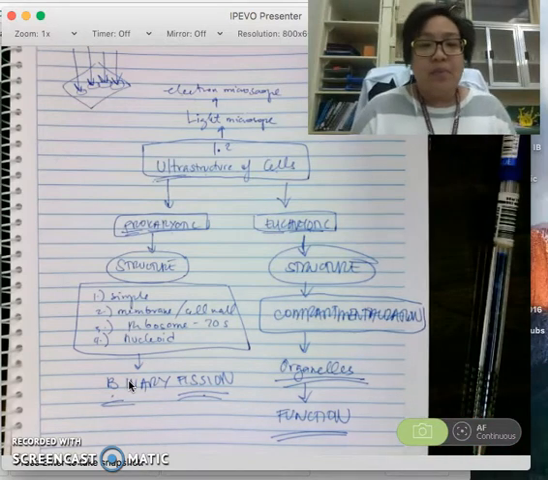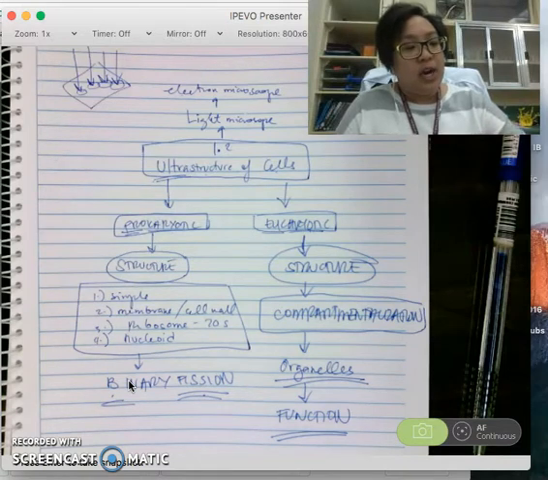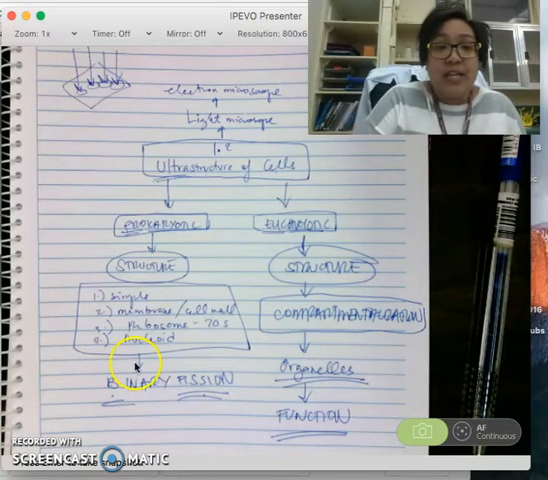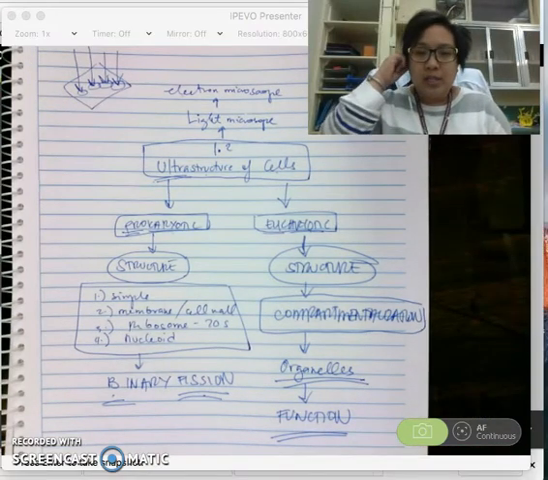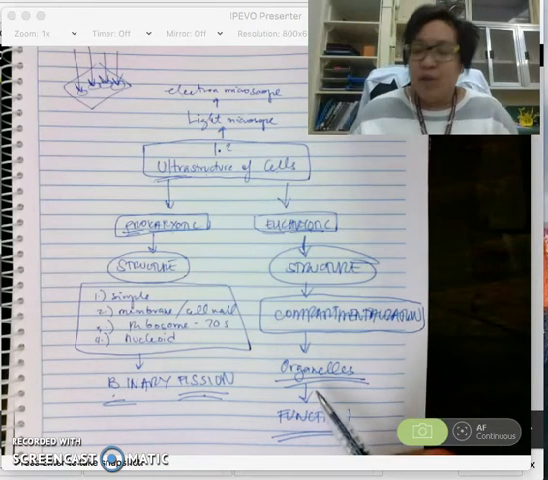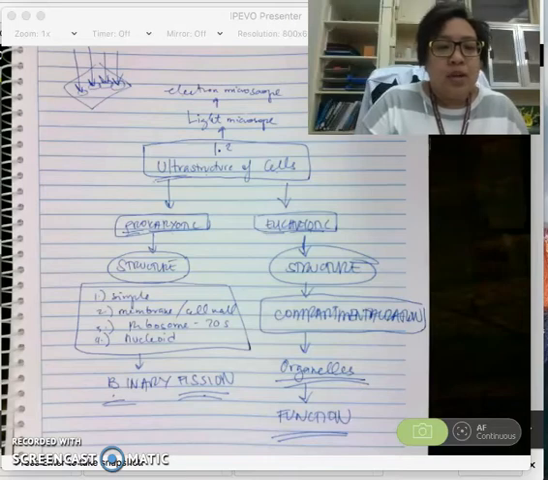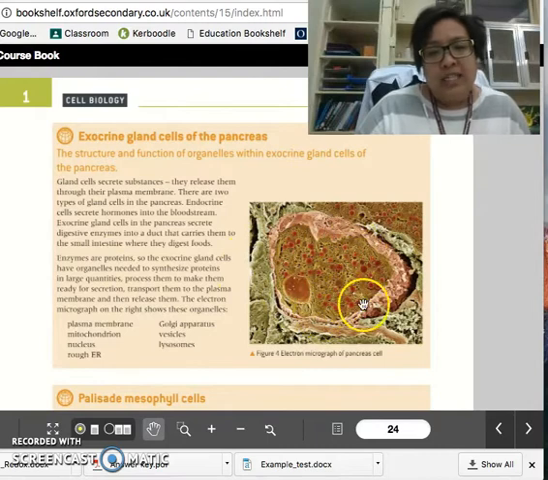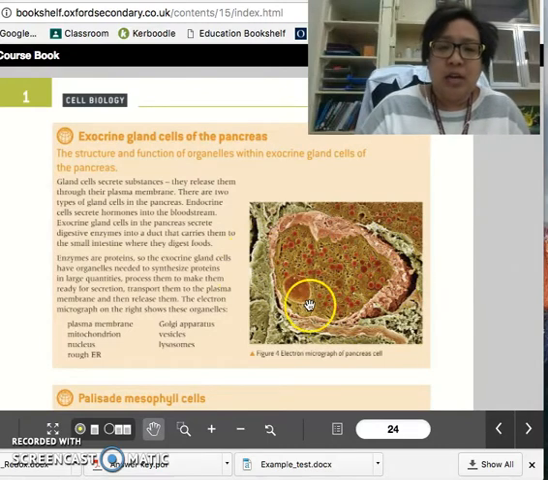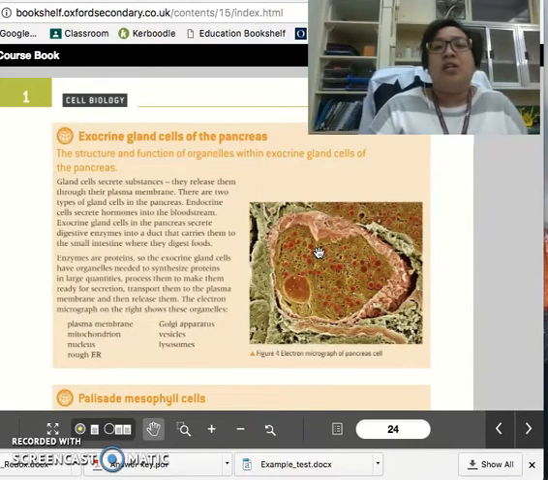I might give you sample pictures, sample electron photographs of these organelles, or I'm going to ask you to identify these organelles. So you have to remember that the organelles present in your cell depend on the function of that cell. For example, there are two examples used by your textbook. We're looking at a cell here from the pancreas, and you already know that the pancreas is an organ right beside your stomach. It's in charge of producing different types of digestive enzymes.